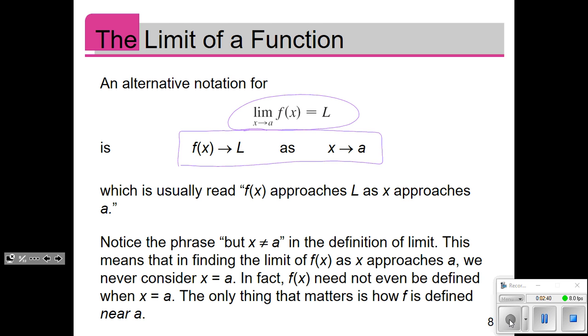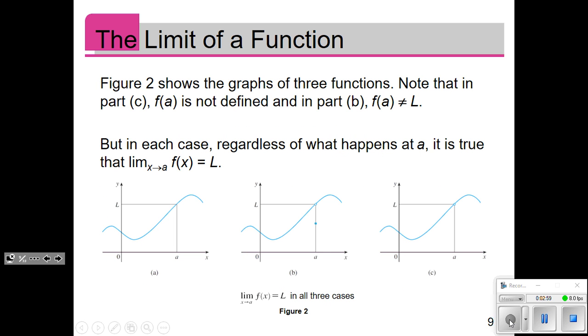But one thing I want to point out, it is as x approaches a, not as x equals a. So you can have the limit of a function at a particular point without actually having it equal that number at that point. So I'll explain that here in a minute.